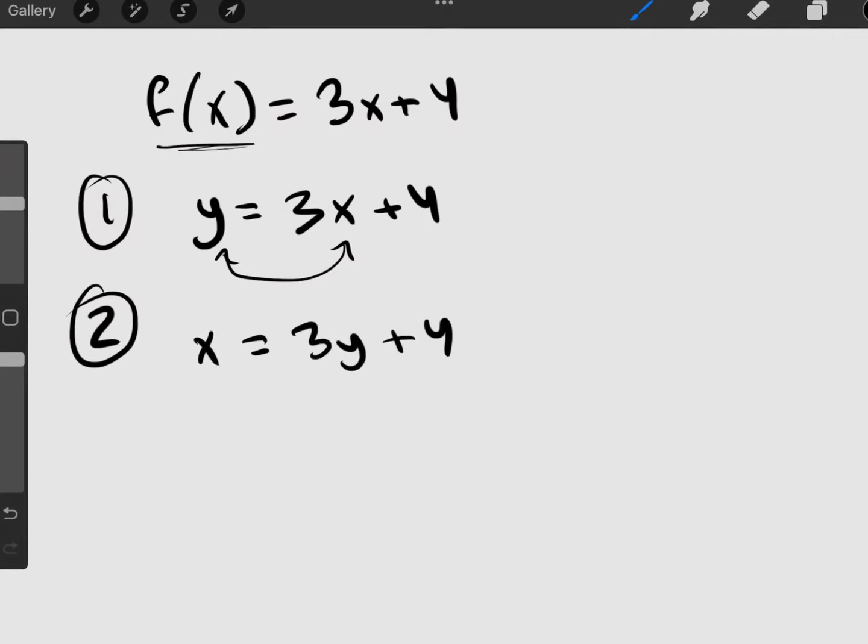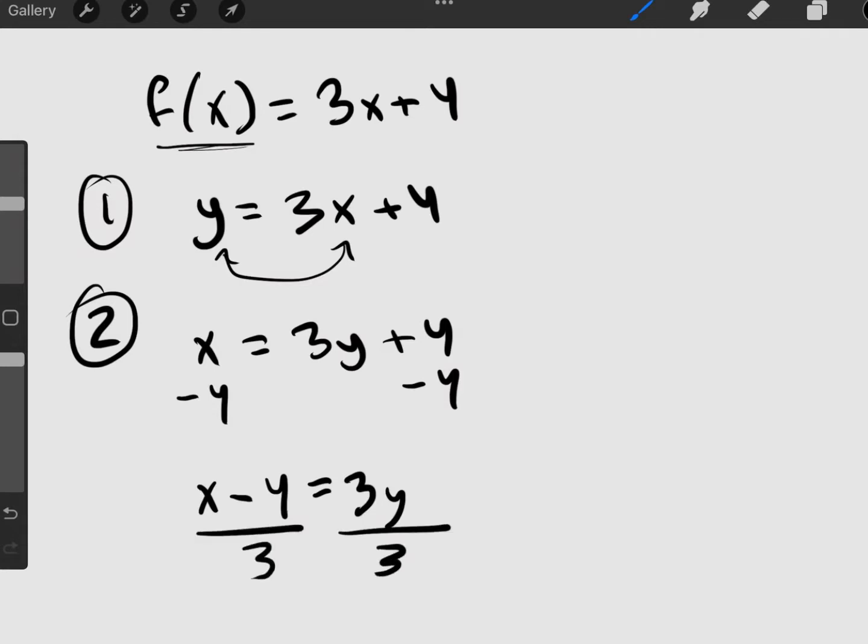Now at that step, we should be very familiar on how it should be going from now on. We basically want to have the y value by itself. To do that, we subtract 4 from both sides, leaving us with x minus 4 equals 3y. And to get the y value by itself, we divide 3 from both sides, thus cancelling out the 3.